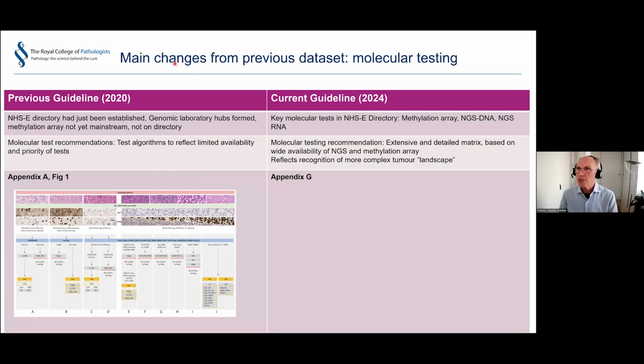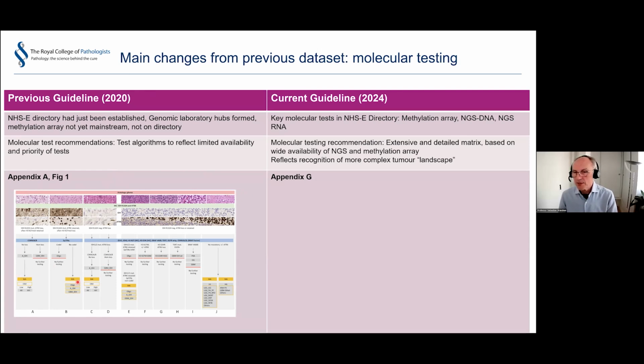Again, main changes from the previous data set. How do we approach molecular testing of CNS tumors? The previous guideline from 2020 was fairly advanced at the time. It already anticipated the 2021 WHO classification. At that time, it was all much less complex.